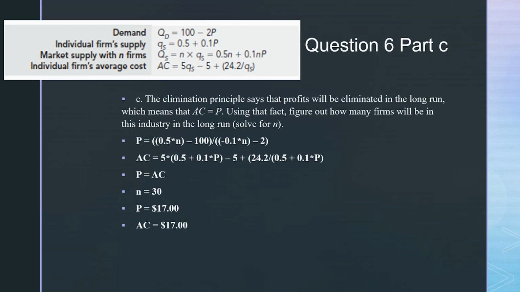Part C asks, the elimination principle says that profits will be eliminated in the long run, so AC equals P. Using that fact, figure out how many firms will be in this industry in the long run. So P has to be the same as AC. So when solving for N, we set these two equations equal to each other to find that N equals 30. And then to check the work, I substituted that number N back into both equations and found that the price equals 17 and the average cost also equals 17, so this works out.